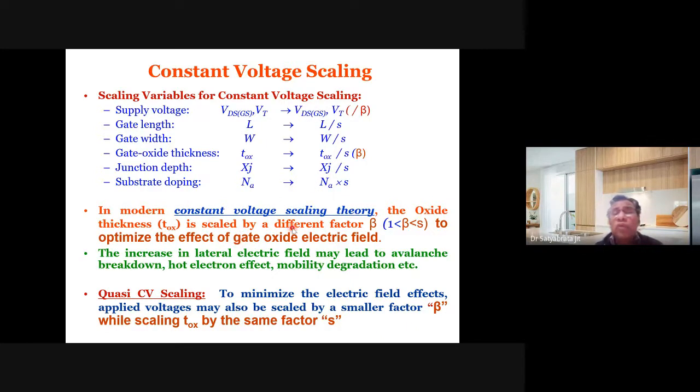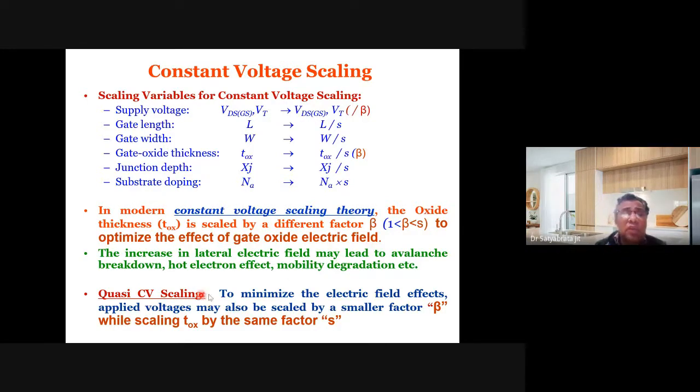In the modern constant voltage scaling, it was considered that we can reduce these effects. The voltages are scaled not by S, but by a different factor beta. Beta should be greater than 1 but less than S. S is 1.43, but beta was around 1.1 or 1.2. I mean a smaller reduction in voltages, so that a trade-off can be made and the electric field is not increased tremendously.